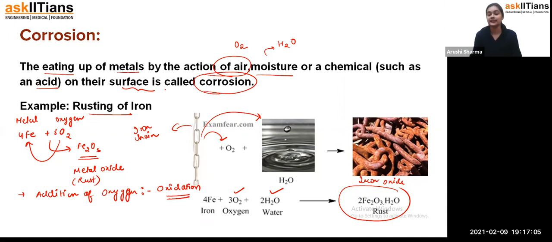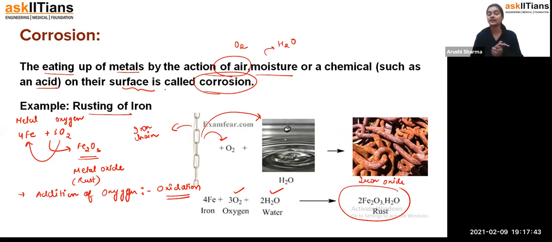Exactly. So corrosion is a process in which metal is getting destroyed, damaged or eaten up by air or moisture, and you can see there is some formation of a layer over the surface. That is why we call it corrosion. An example of corrosion is the rusting of iron. In rusting of iron, iron reacts with oxygen and water and forms rust. Exactly, we are getting metal oxide, that is iron oxide. That means oxygen is getting added to the iron, and addition of oxygen, students, we call the oxidation process. So the oxidation of iron results in rusting.